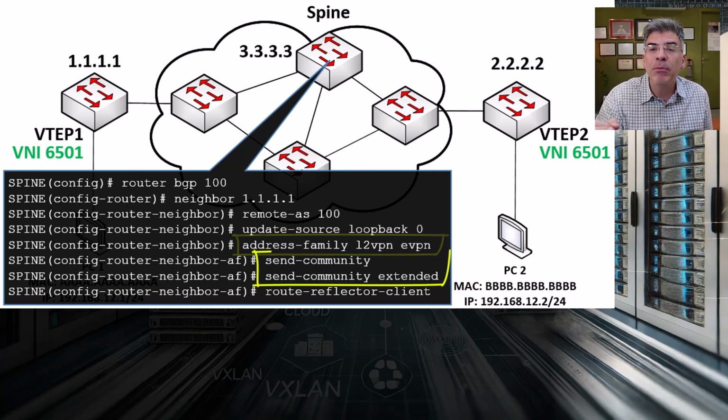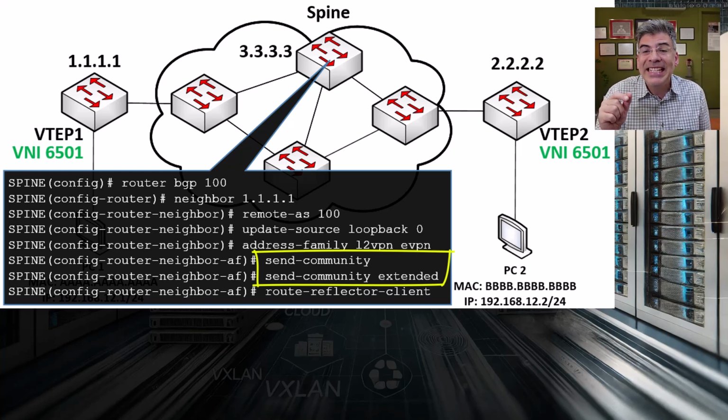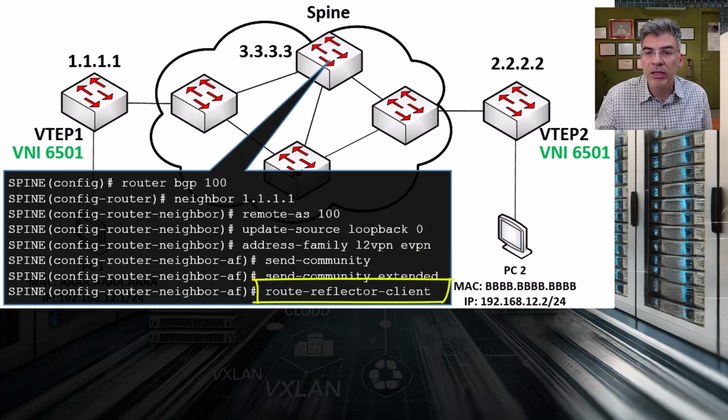We have to first enable BGP communities, including extended communities. Now, extended communities must be enabled because it is these extended communities that contain VXLAN specific information, such as VNIs. And finally, we must configure this BGP peering with 1.1.1.1 as a route reflector peering. This command here tells the spine switch that this neighbor is a route reflector client. So that's the configuration for the peering with VTEP1.